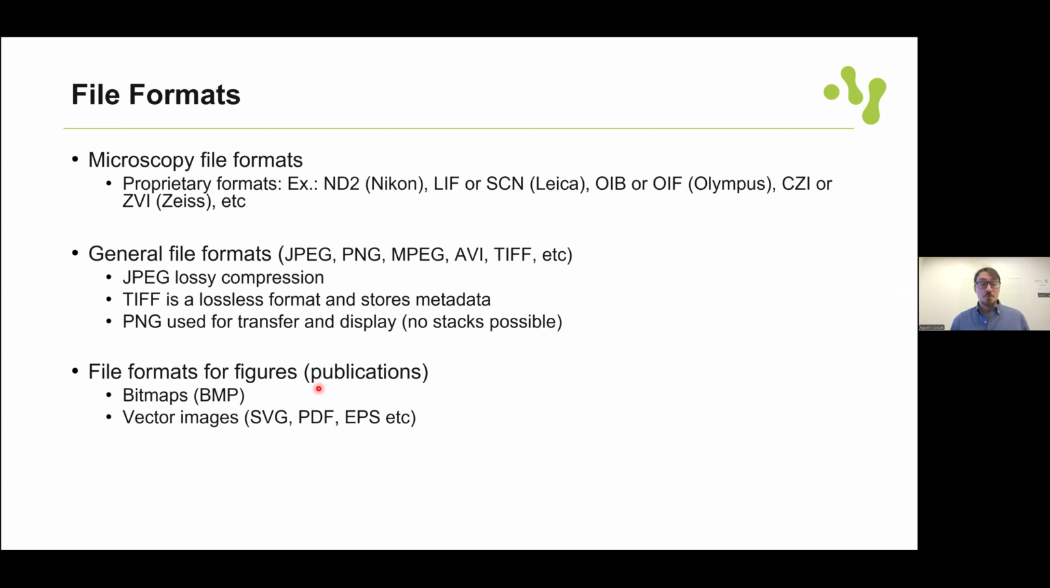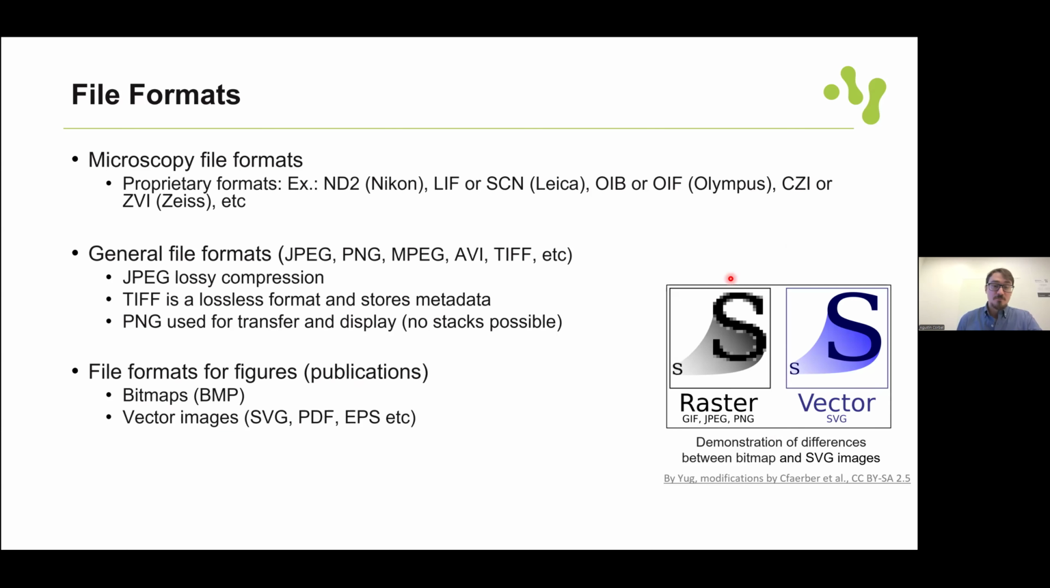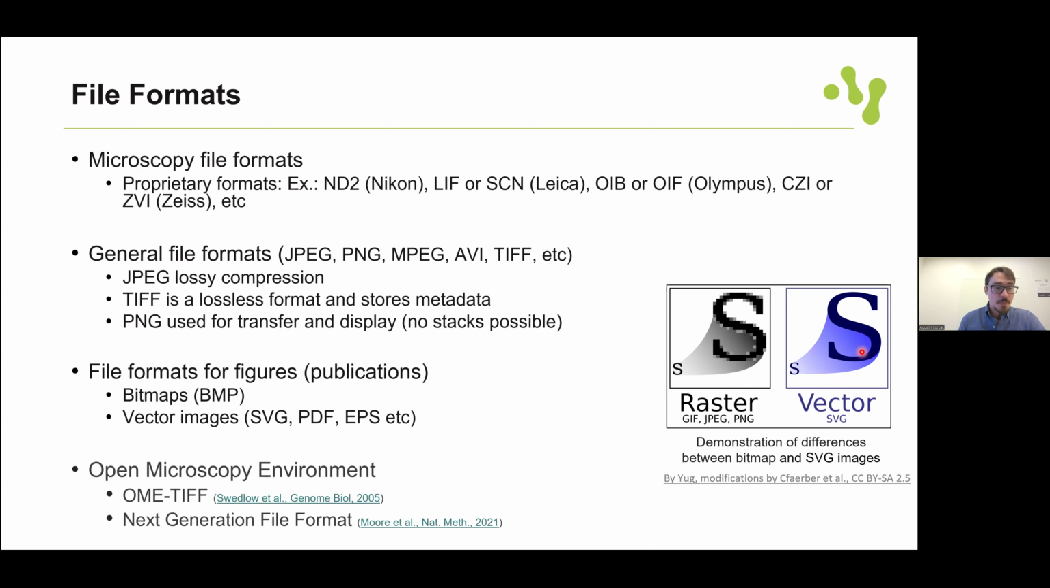There are file formats that are usually fine for figures, like bitmaps, for example, or vector images like SVGs or PDFs. As you've seen yesterday, you can have them of a raster type, so then you see the pixels if you zoom in a lot, or the vectorized ones. You don't really see pixels because you're saving the lines, the geometric lines.